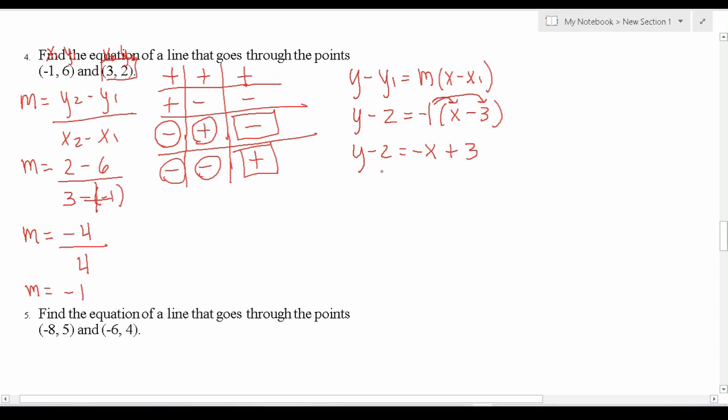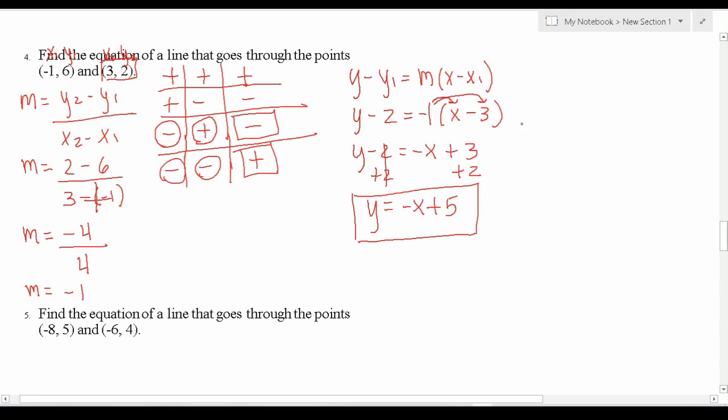So let's solve for y. To do that, we're going to add 2 to both sides. This crosses out and leaves us with y equals negative x plus 2 plus 3. 2 plus 3, of course, is 5. So we've solved this by writing the equation y equals negative x plus 5.